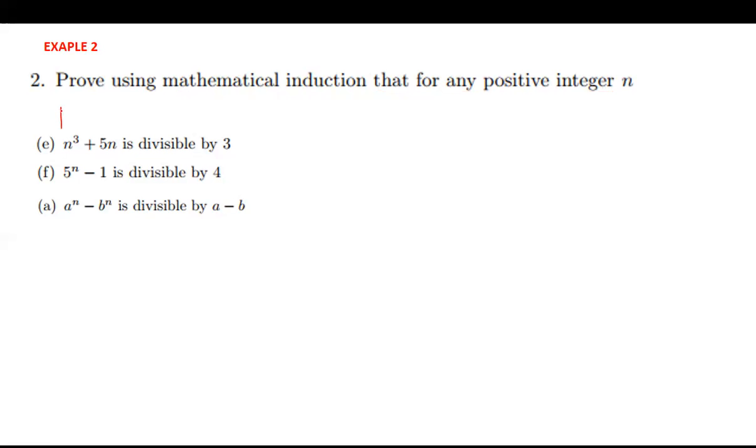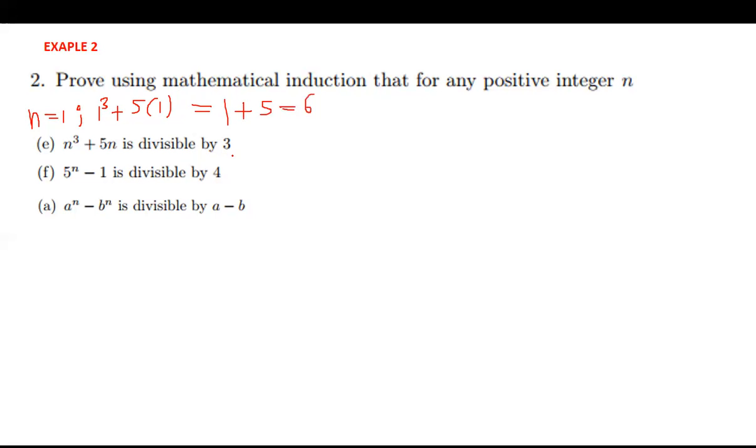We try to put 1. So I'm trying first to test p of 1, or rather, let's say we try it when n is equal to 1. So while there's n there, let us put 1. So I'm going to have 1 to the power 3 plus 5 times 1. Let us now simplify it. We have 1 plus 5, so 1 plus 5 will give us 6.